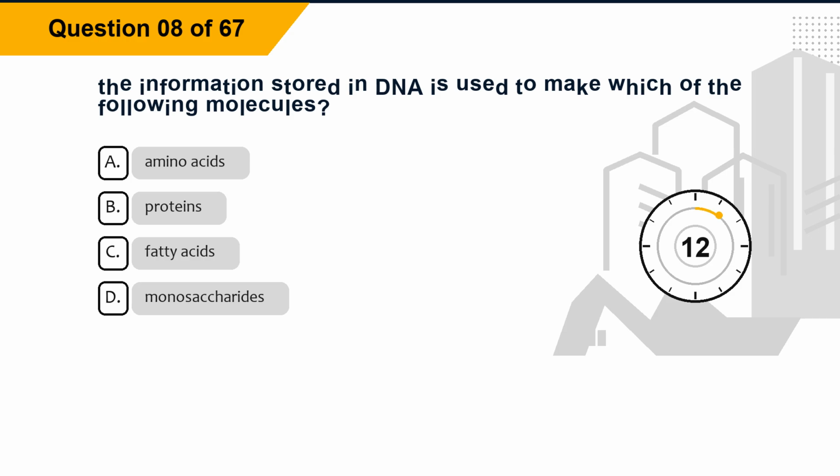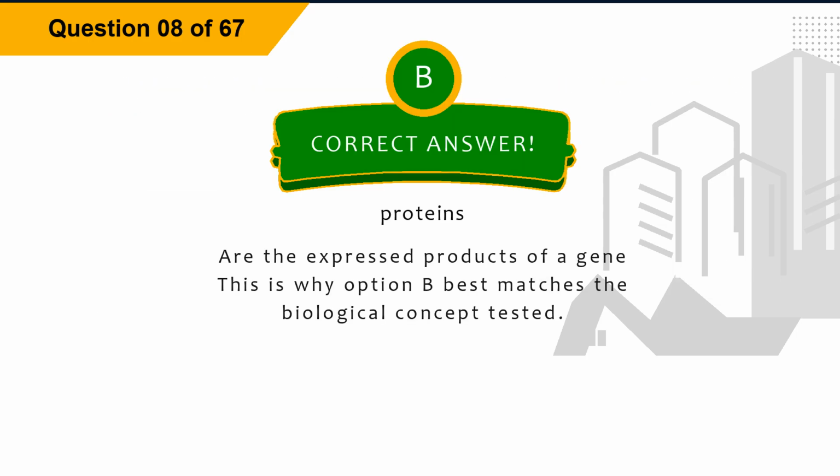Question 8. The information stored in DNA is used to make which of the following molecules? Option A, amino acids. Option B, proteins. Option C, fatty acids. Option D, monosaccharides. The correct answer is option B, proteins. Explanation. Proteins are the expressed products of a gene. This is why option B best matches the biological concept tested.